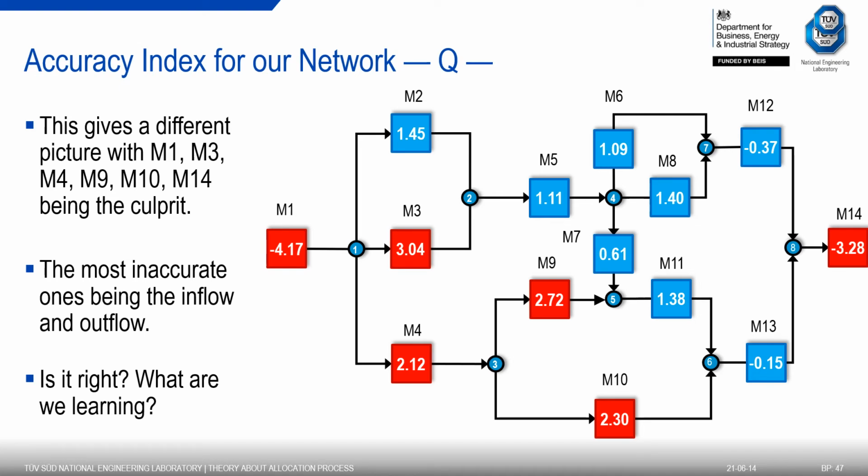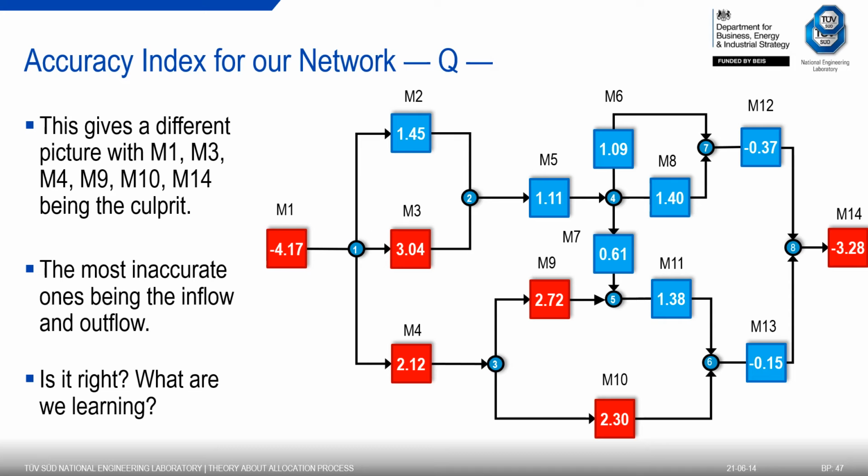If I calculate the accuracy index, I get a number which can be positive or negative. If this number is above 1.96, which normally represents a 95% confidence level, I tag these flow meters in red, and if it is below the absolute value of 1.96, I put it in blue. What we see immediately is that in this system, where we have 14 flow meters, 6 of them have an issue: M1, M3, M4, M9, M10, and M14.